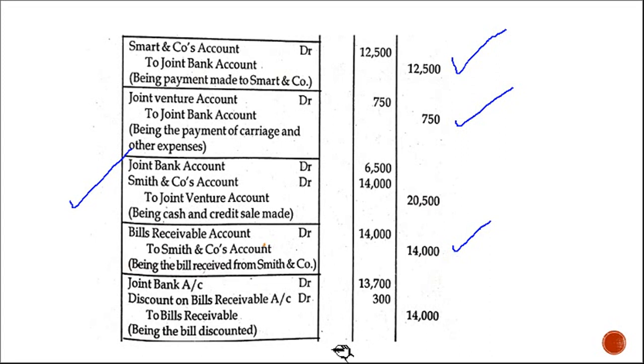Okay, then what are we supposed to do? The next transaction is that the acceptance was cashed and realized rupees 13,700. That means we are discounting that bill with the bank. So the total value of the bill was 14,000, but we got only 13,700 when we encashed it. So 13,700 goes to our bank account. Joint bank account debtor 13,700. Discount is 300. Discount on bills receivable account 300, to bills receivable account 14,000.